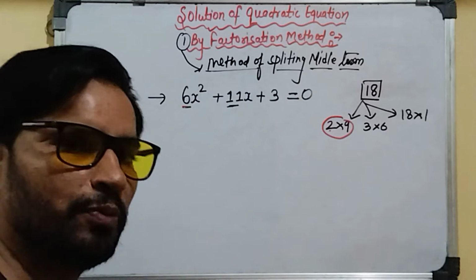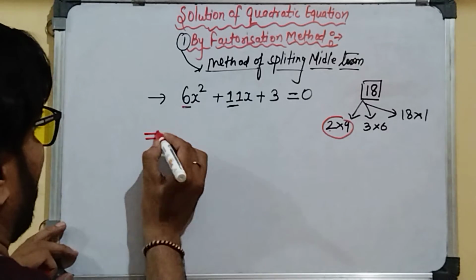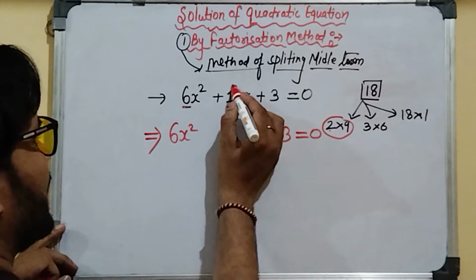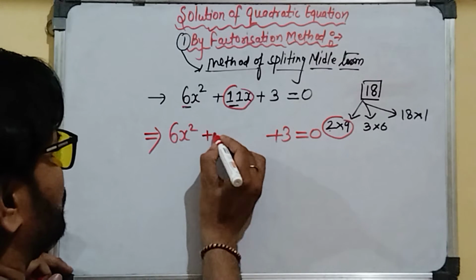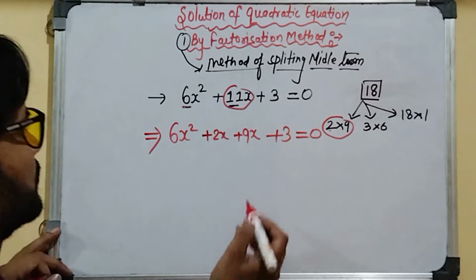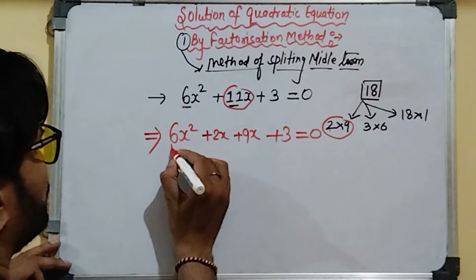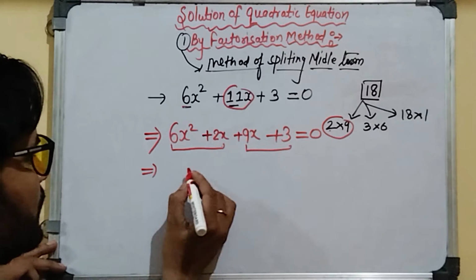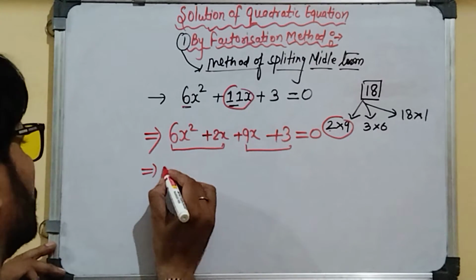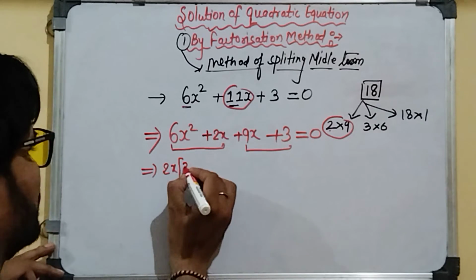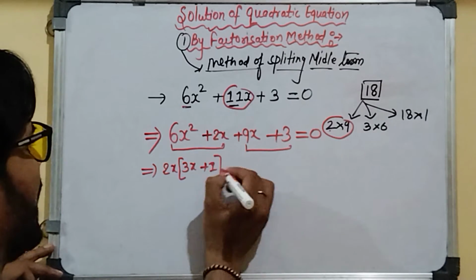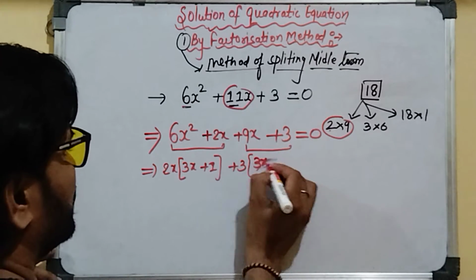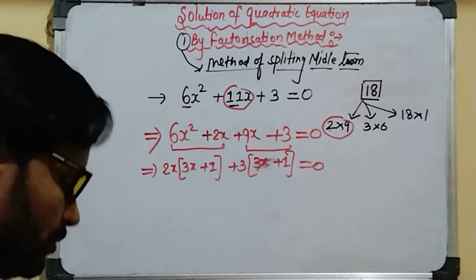So 2 nines are 18, and 2 plus 9, how much do we get? 11. So we can take 6x square plus 3 is equal to 0, and 11x can be split into two parts, that means 2x and plus 9x. Is it clear? Now make two pairs, the first two terms and the last two terms. From the first pair we take 2x common, then in the bracket we get 3x plus 1, and from the second pair the common factor is 3, so we get x, so we get 3x plus 1 is equal to 0. Is it clear?